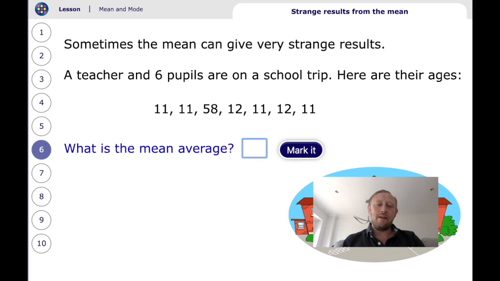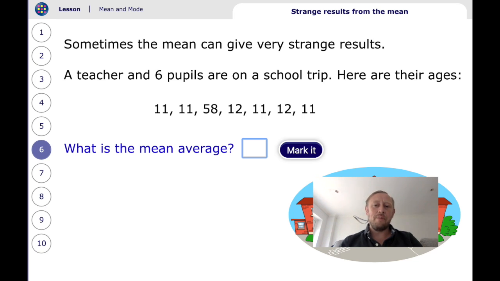Now sometimes when you calculate the mean you do get some slightly odd results. So if we look at this question here, it says a teacher and 6 pupils were on a school trip, and here are their ages. 11, 11, 58, I hasten to add this is not me because I am not 58, contrary to popular belief. 12, 11, 12 and 11 again.